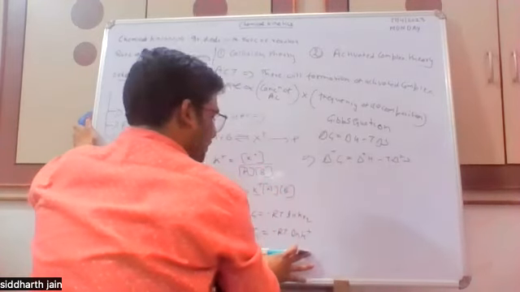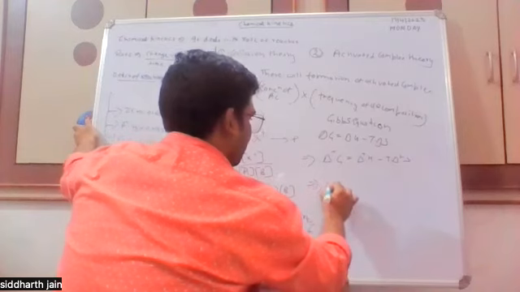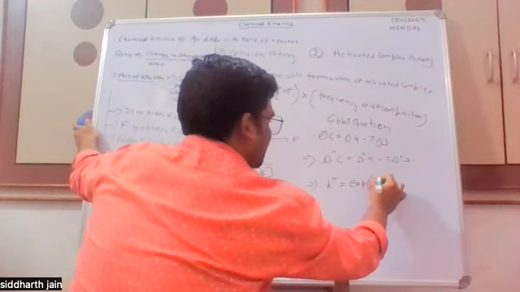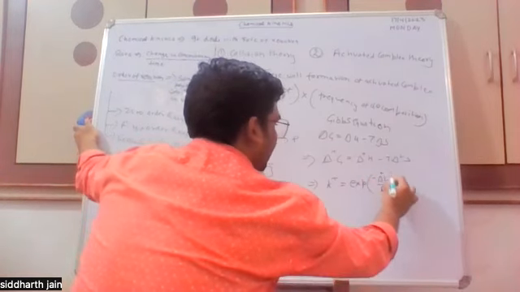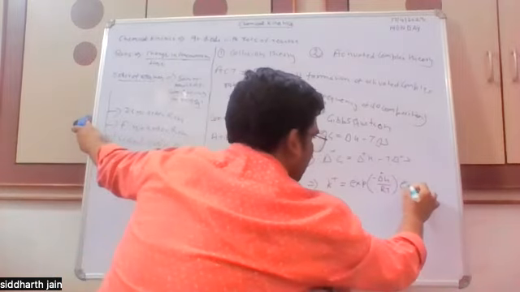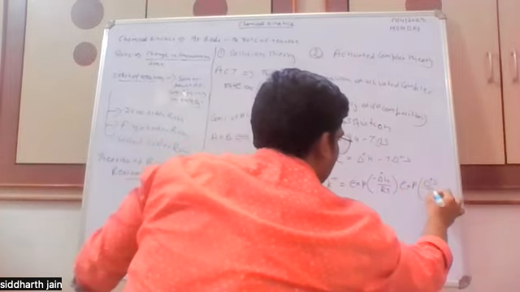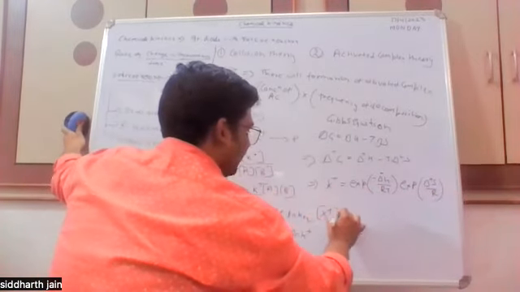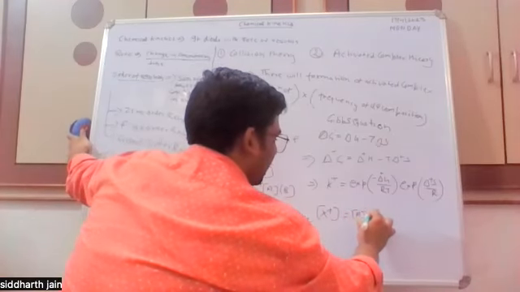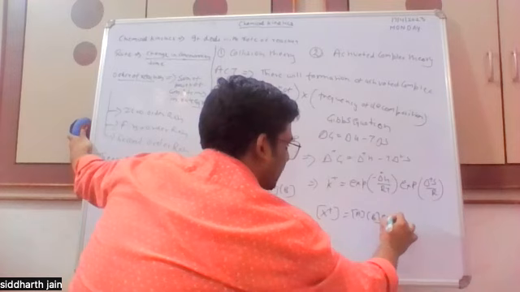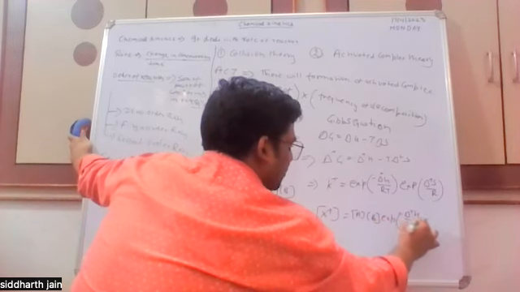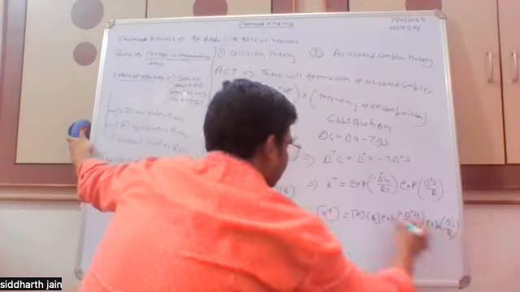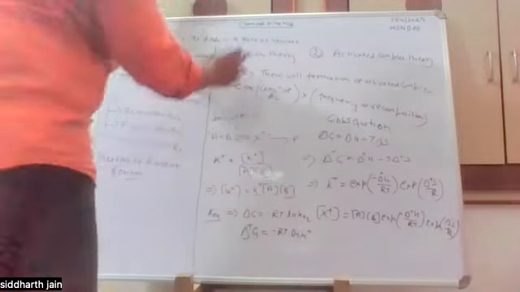Now if we substitute this in the equation, we can write K of equilibrium equal to exponential of minus delta H by RT times exponential of delta S by R. So we got the concentration of the activated complex equal to the concentration of A times the concentration of B times exponential of minus delta H by RT times exponential of delta S by R. So we got the first term, that is the concentration of the activated complex.